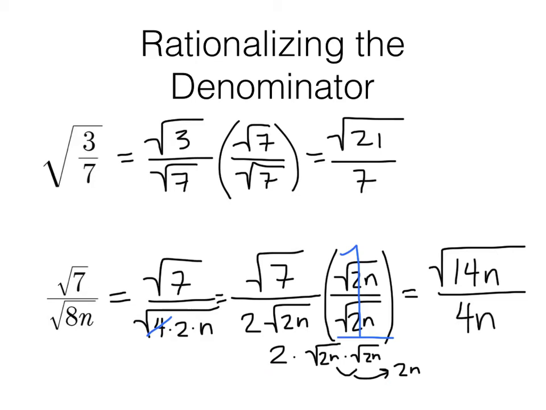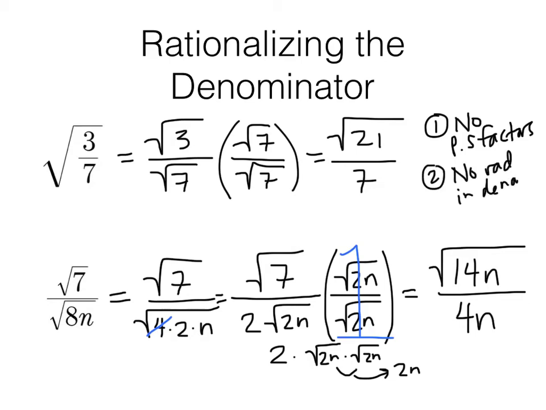And again, that problem is done. It looks awkward, but it is finished. And if you think back to your previous video, 1, there's no perfect square factors in those radicals, there's no radical in the denominator, and there's no fractions in the radical. And those were those 3 rules that we had when we were simplifying radicals in the first video.